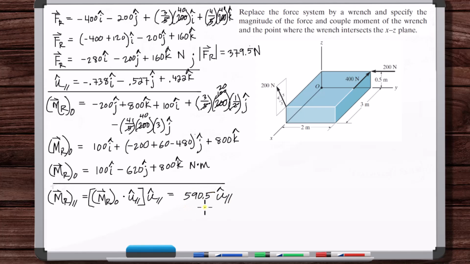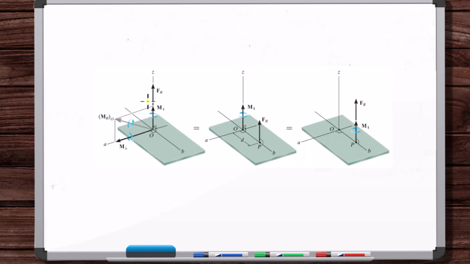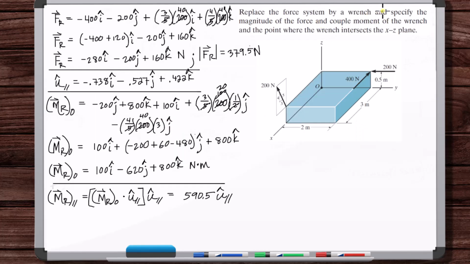But this 590.5, that's the magnitude of the parallel component. Right? That's how this works. You first get this dot product, which gives you the magnitude of the projection of a vector onto a direction. And then we just multiply by the unit vector in that direction if we want to get it as a vector. So this 590.5 is the magnitude of this M parallel.